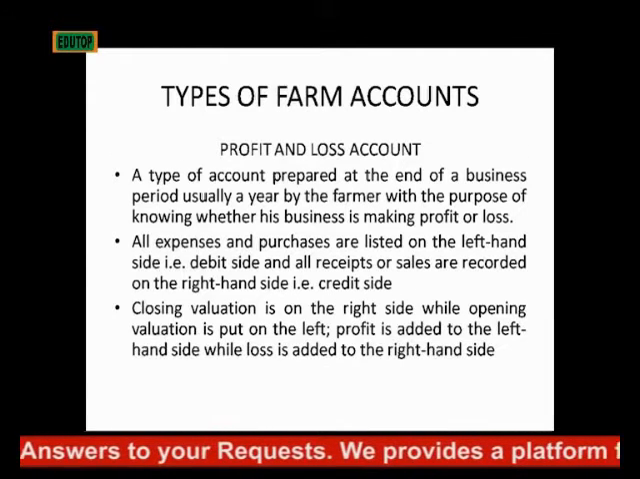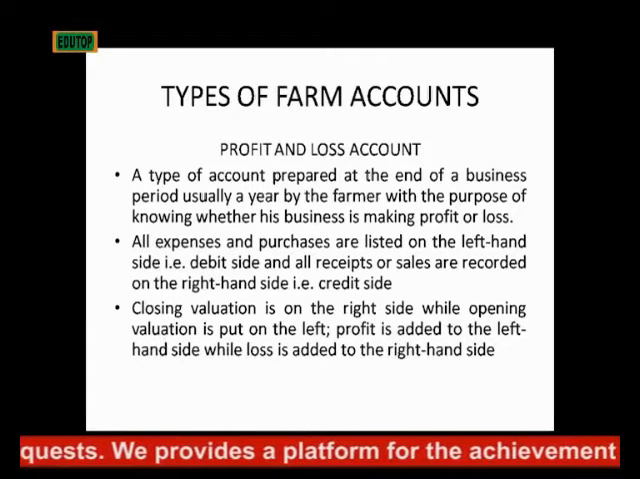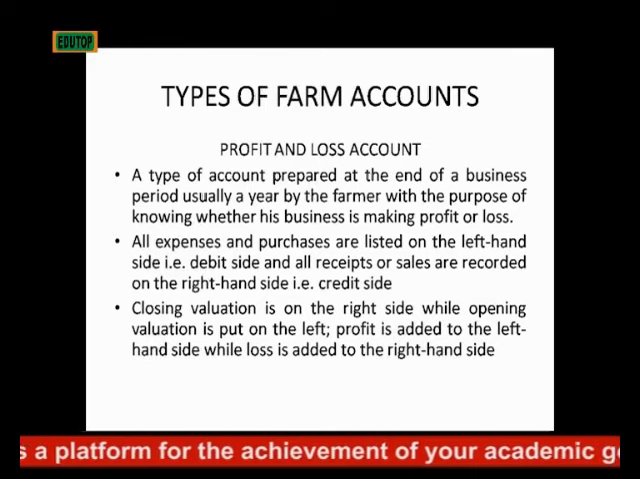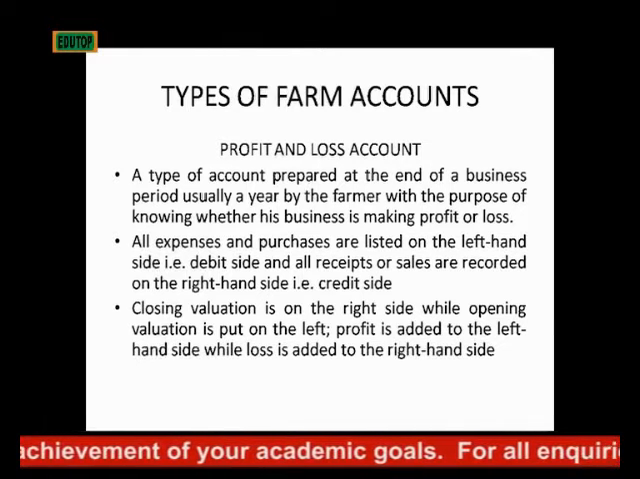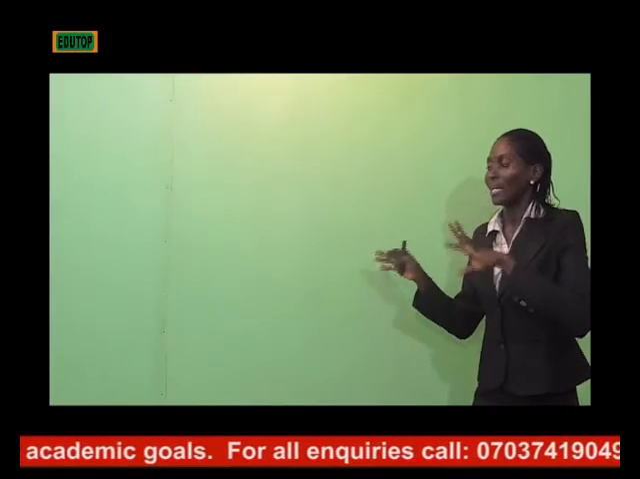Then the next type of farm account is the profit and loss account. It's a type of account prepared at the end of a business period, usually a year, by the farmer, with the purpose of knowing whether his business is making profit or is running at a loss. So it shows both the profit and the loss that they have made at the end of the year.